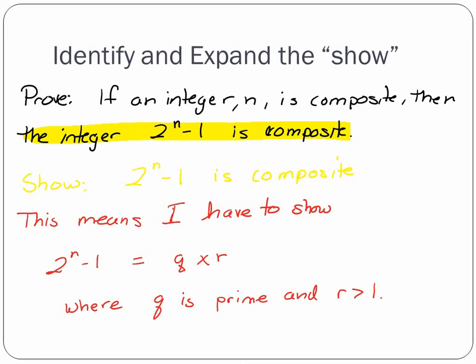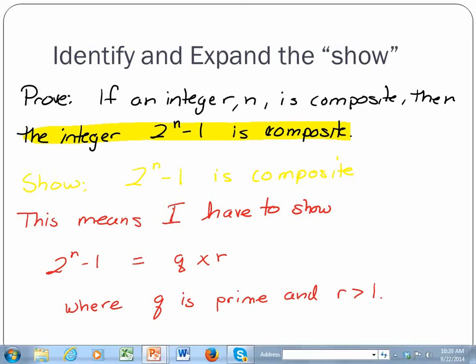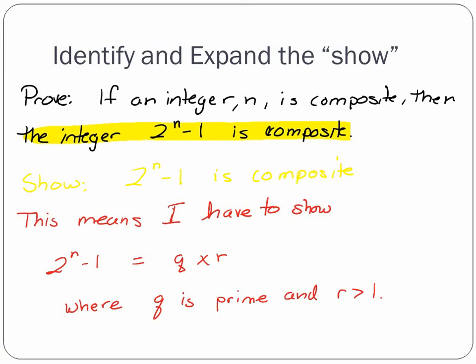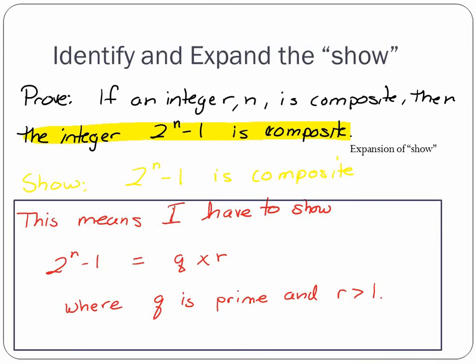I don't know yet. Excuse me, what did you get? 2 times alpha? Oh, no, I got it. That's great, answering your own questions. Which one? What was your question again? 2 to the n minus 1. Why does it equal 3 times alpha? Because I have to. This is what I have to show. I have to show that it's composite. To show it's composite, it means that I have to factor out a prime. Got it? That's the expansion of the "show".